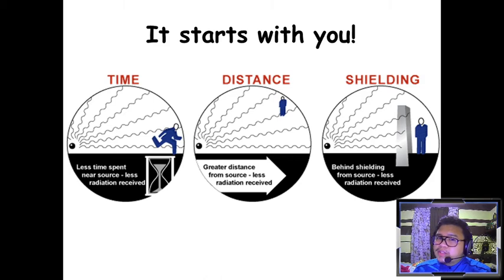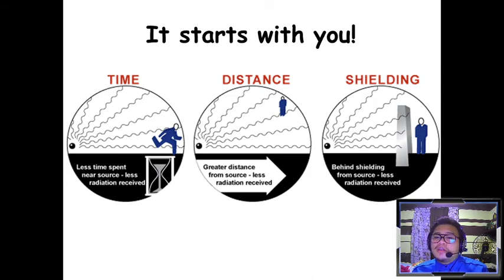And next, distance. The greater your distance from the source, the less radiation received. So how do we apply this in our homes? Like when you're watching TV, you have to watch not too close to the TV. In fact, there is a recommended distance for it. So just research that on the internet. I don't have enough information about how far you should be in front of your television.